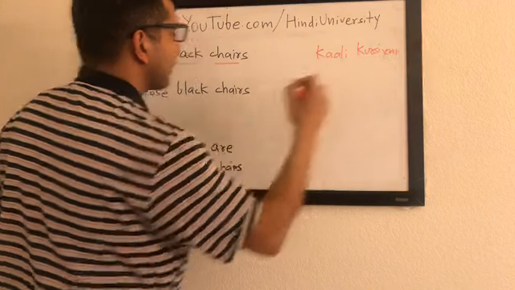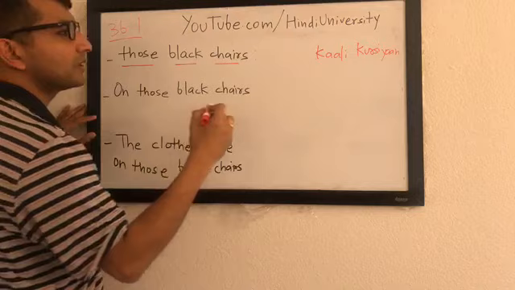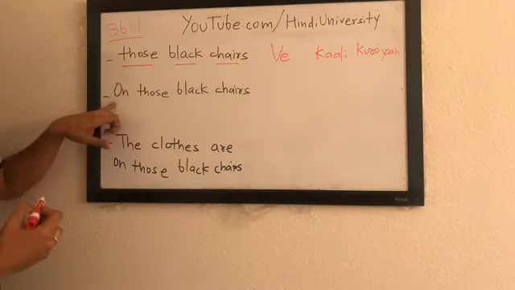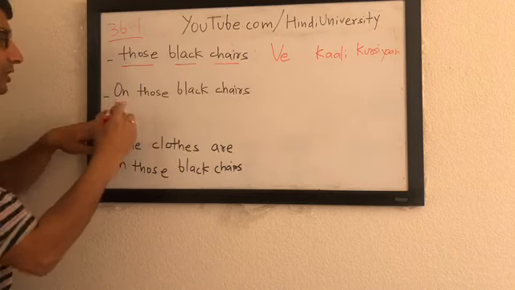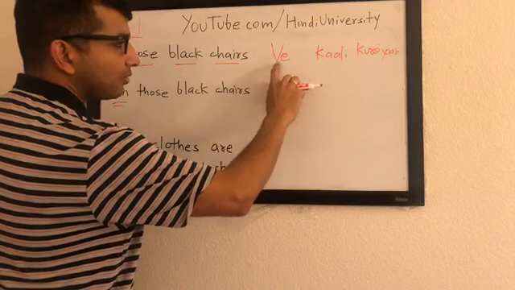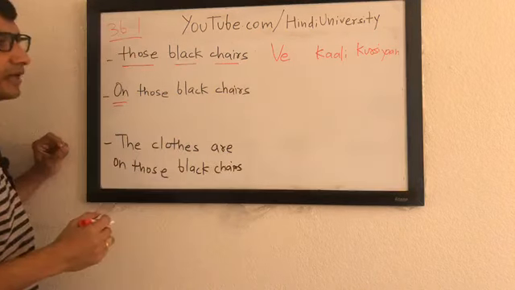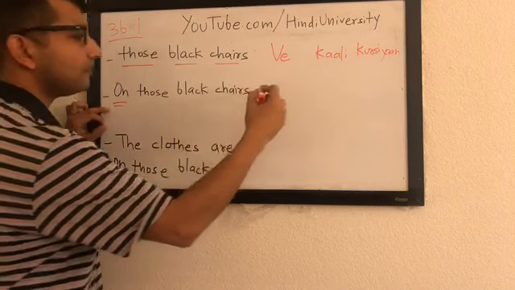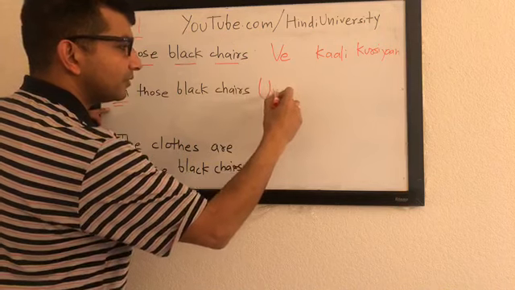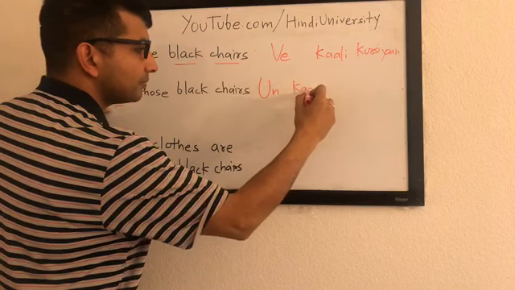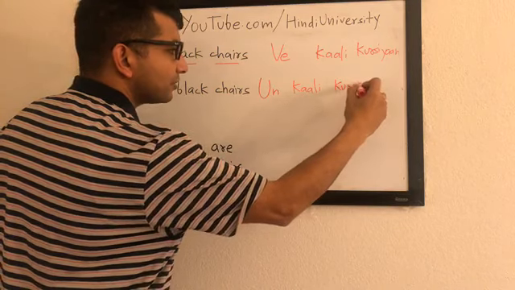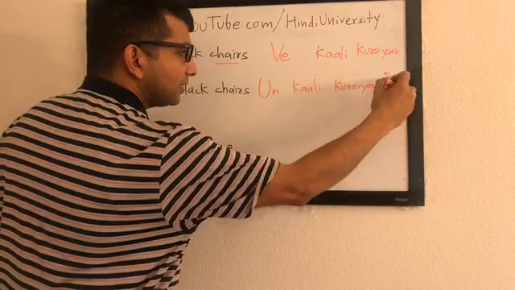Kali kursiyan. And what about those? Ve kali kursiyan. Awesome. On those black chairs, the moment you have a postposition, how will this noun change, and how will this pronoun change, and similarly the adjectives and noun? Un kali kursiyon par.